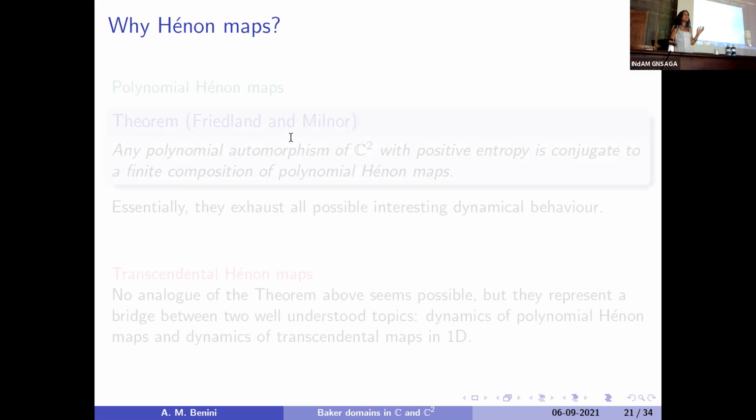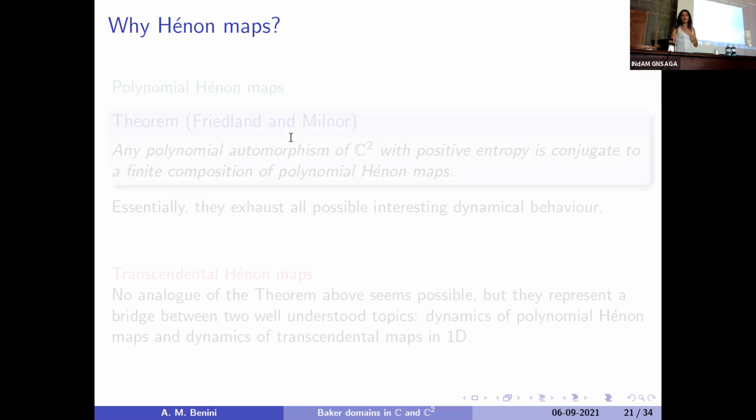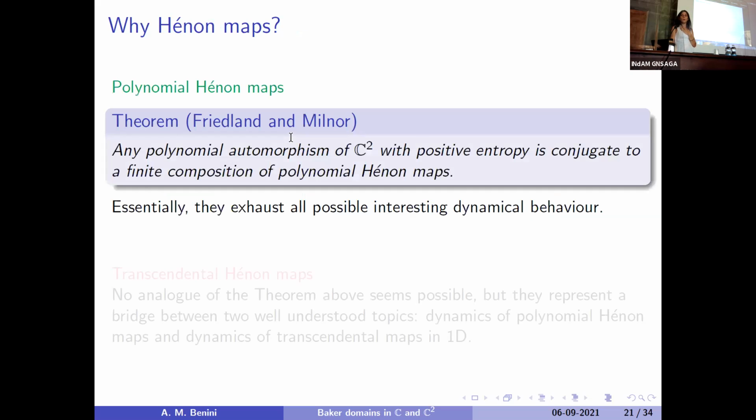We are restricting to these two classes because they are basically some of the most studied cases in several complex variables. And I will say something more about some examples that we have for other classes of automorphisms. Why these maps? One important motivation for polynomial maps is that you can show, and this is also a theorem, that in some sense, all the non-trivial dynamics that you can have when you look at polynomial automorphisms is due to finite compositions of these polynomial Henon maps. So you study them and you feel like you understood anything that can happen for polynomial automorphisms.